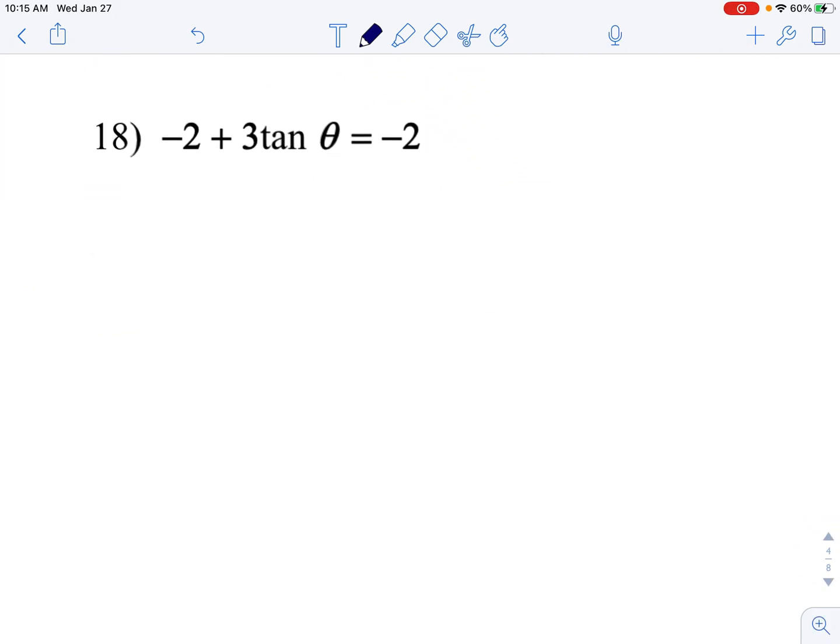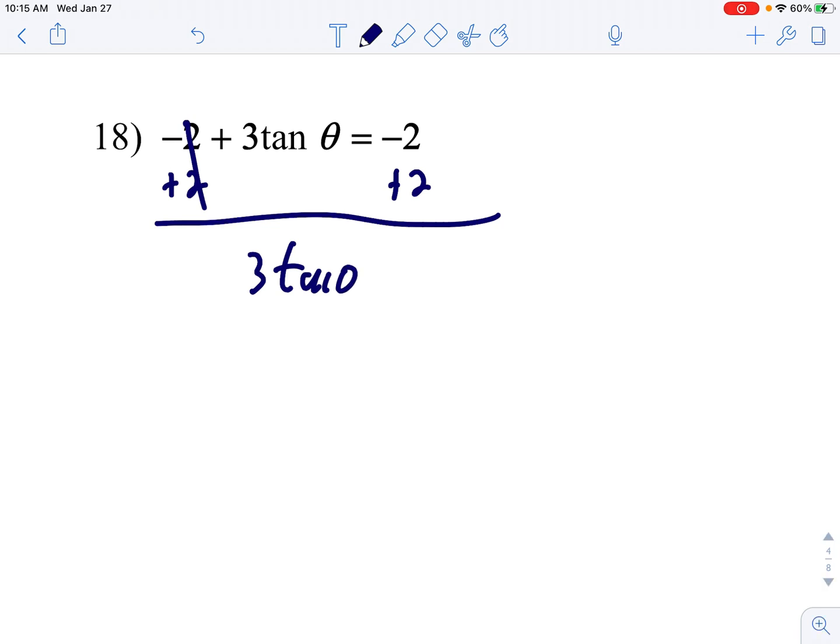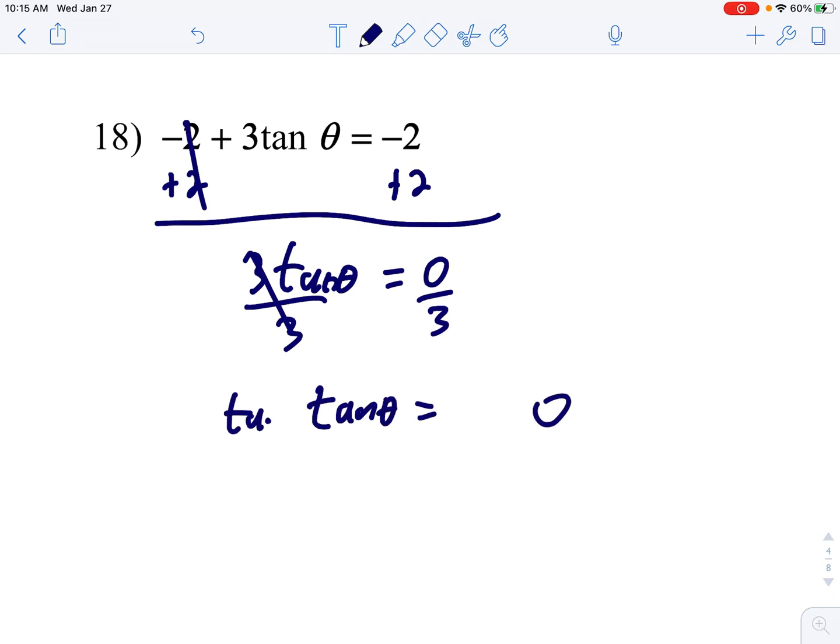Number 18, another tangent problem. All right, let's do this. I'm going to add 2 to both sides. I get 3 tangent theta equals 0. Divide by 3. Tangent theta equals 0. Do the inverse tan of both sides. They cancel out. Theta equals the inverse tangent of 0.